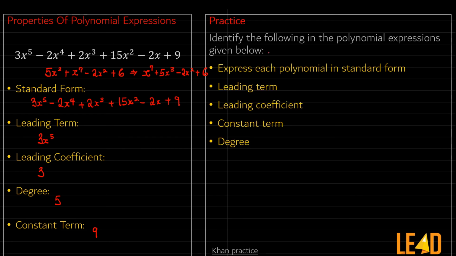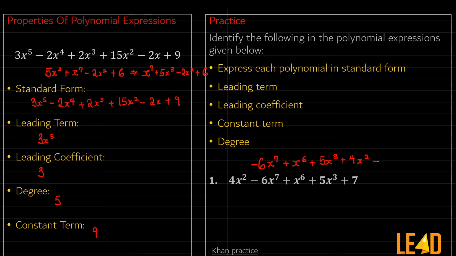Identify the following polynomial expressions given below. Okay, so we have this one, and we need to first of all express it in standard form. Okay, so let's do that. If I express this in standard form, I'm going to have negative 6x to the power of 7, right? Because that's the first one, followed by x to the power of 6 plus 5x to the power of 3 plus 4x to the power of 2 plus 7. I think I have that right.